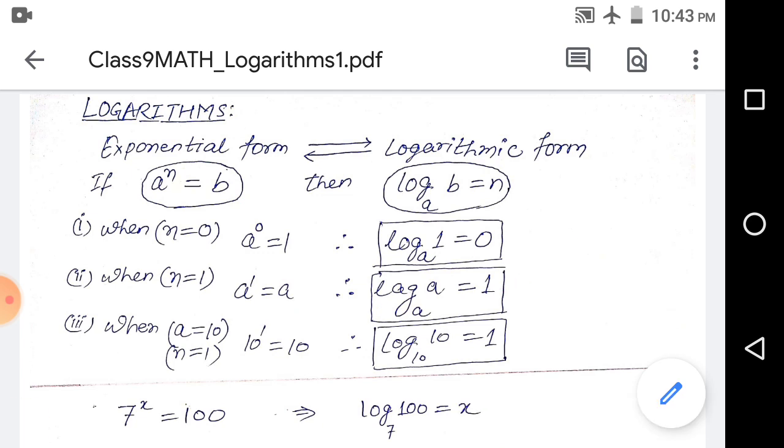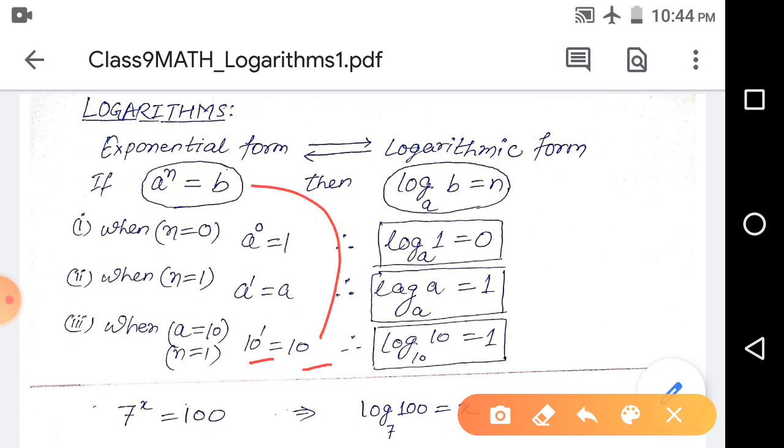Now suppose that we replace the base a as 10 and n is equal to 1. So this one becomes 10 to the power 1. In the place of a it is 10 and in the place of n it is 1. So 10 to the power 1 equals 10. In the place of b it is 10. Now we can write here log base 10 of 10 is equal to 1. So remember this always, that log 10 is always equal to 1.